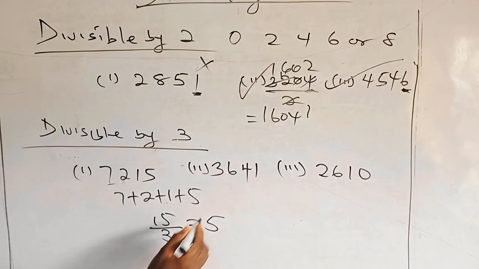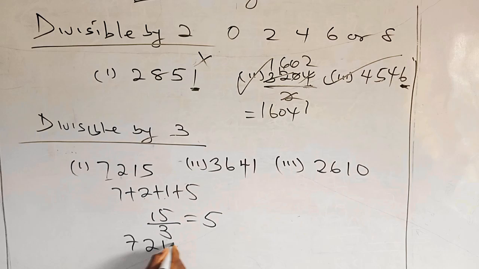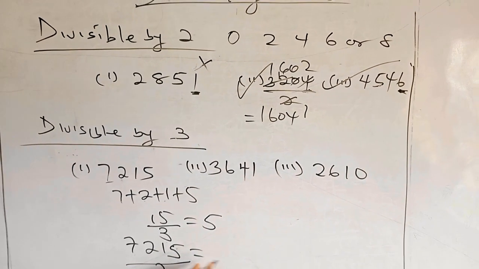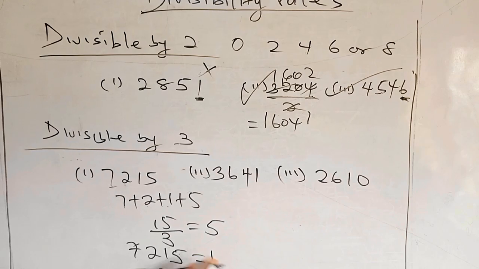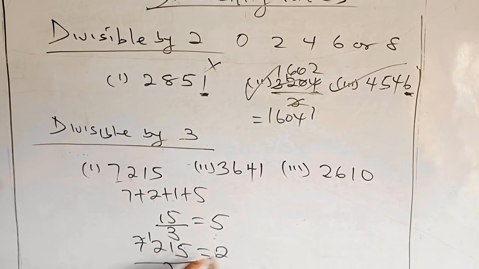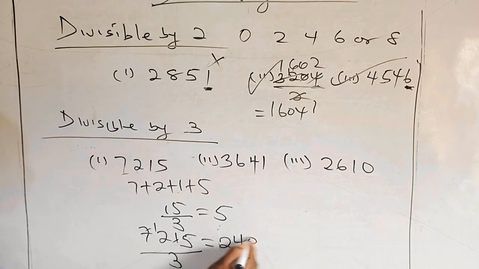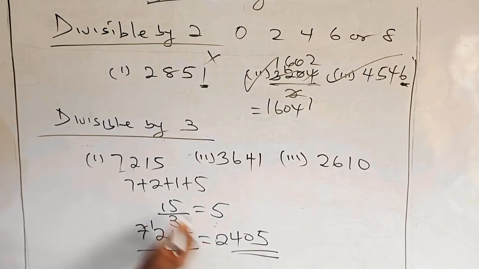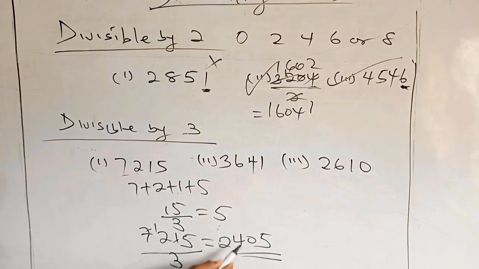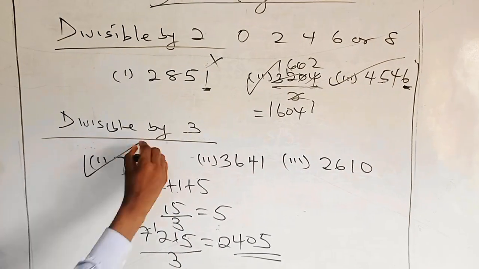So when I test it, I have 7,215 divided by 3. 3 in 7 is 2, 3 in 12 is 4, 3 in 0 is 0, 3 in 15 is 5. So I can divide this exactly by 3 without a remainder. So this number is divisible by 3.